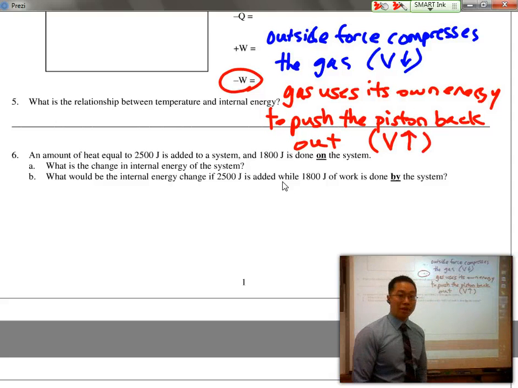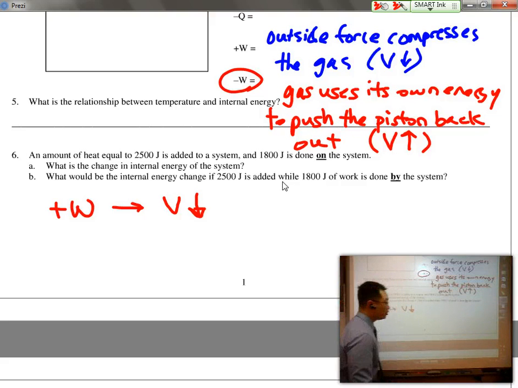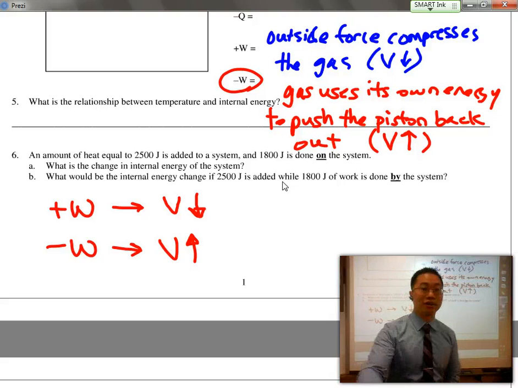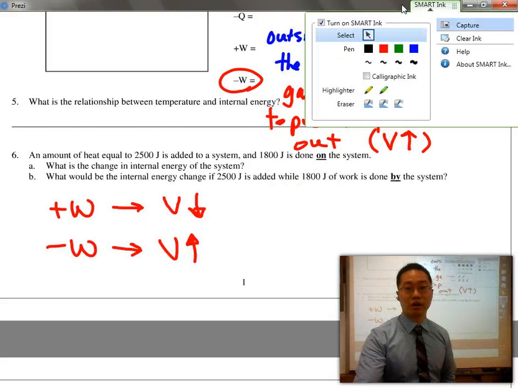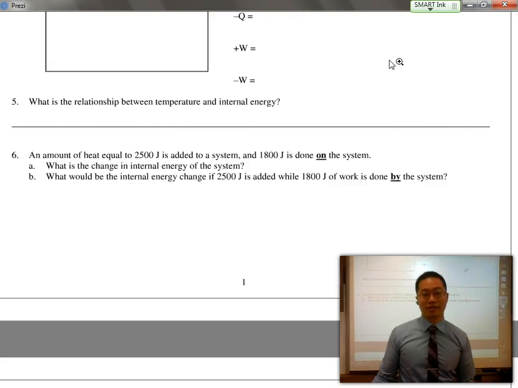So just to recap that, positive work means that the volume is going to be decreasing because you're compressing the gas. But once you let go of that piston, once the outside force lets go, the gas is going to push right back out. So negative work means that the volume is going to be increasing. Okay, so keep that in mind because that's going to be very important when we start doing our pressure volume gas law graphs.